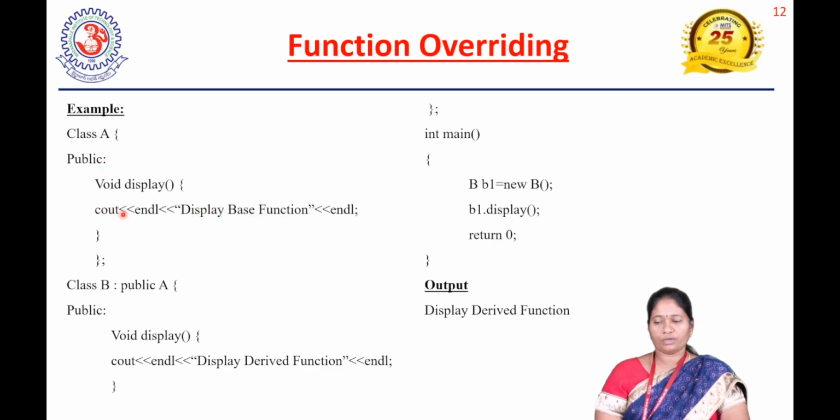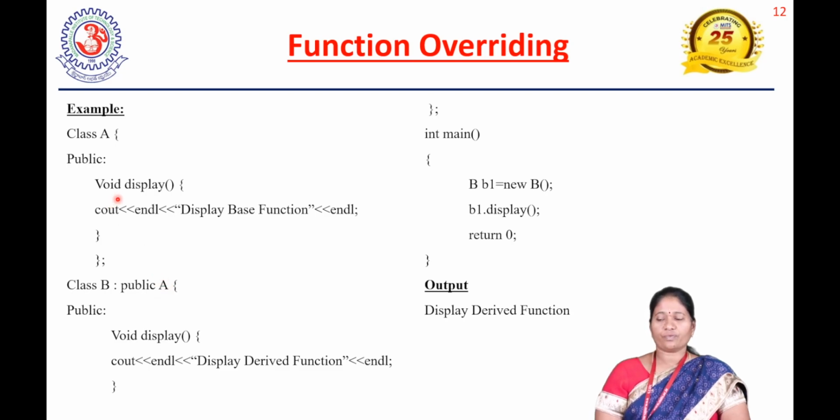Look at class B, how we inherit one class from another class. This is the format we should follow: class, derived class name, which is class B here, followed by a colon. After that we should use an access specifier. There are different kinds of access specifiers, and here you use public, followed by the base class name, which is A.